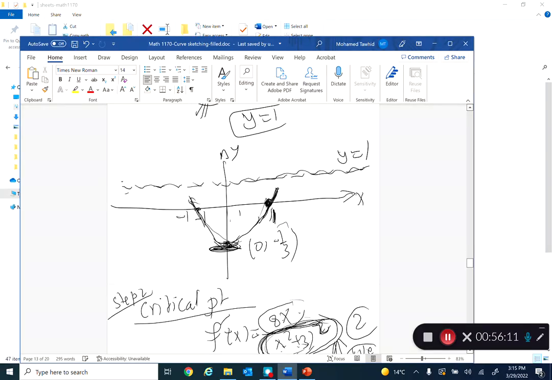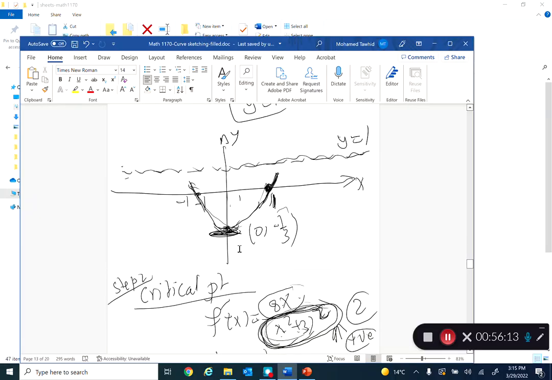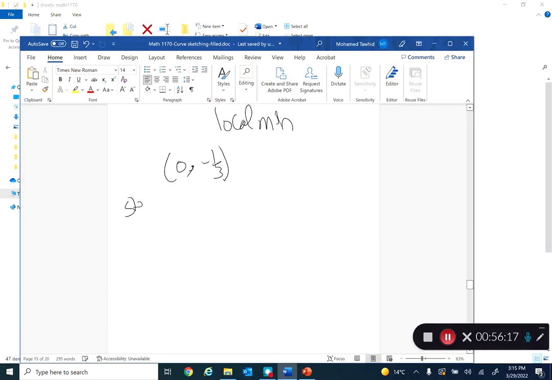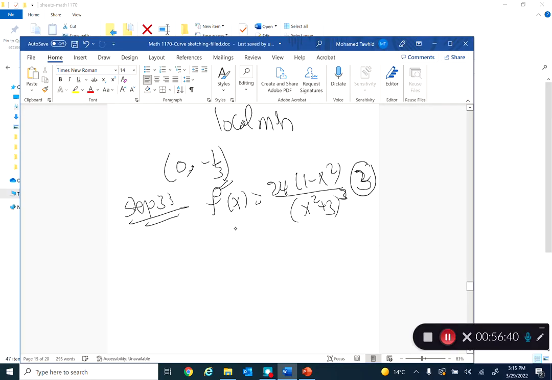Now you are almost done, but I need to compute step number 3. What is step number 3? I have to compute the second derivative. What is your second derivative? The second derivative here, maybe I just write 24 times (1 minus x squared) divided by (x squared plus 3) cubed. That comes from equation number 3. It's given to you after I simplify, or you just apply the quotient rule 2 times.